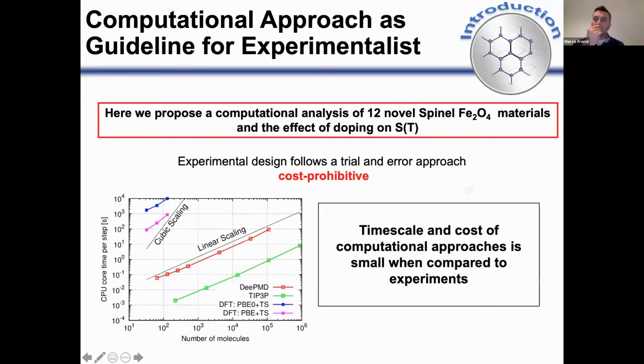Now, the typical approach that the experimental people take is the trial and error approach. This is usually costly, money-wise and time-wise. I believe that a computational analysis is worth doing because, first of all, it sheds light on the basic physics of the mechanisms. On the other side, it can be a guideline for experimentalists because it can be a first screening to reduce cost in terms of money and time.